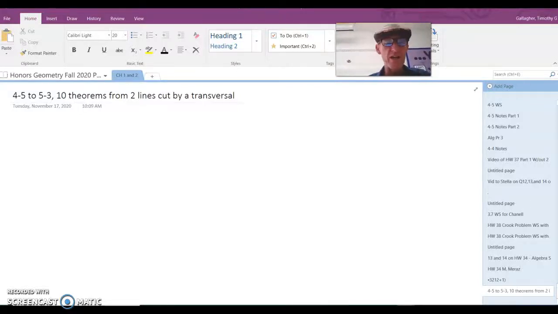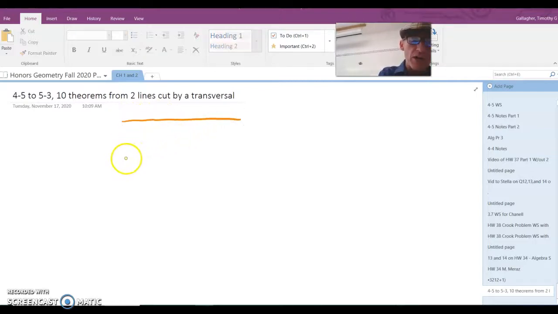Okay, here we go. I am doing this video for 10 theorems from two lines cut by a transversal. Okay, so here's the two lines. Now, I might go fast, but you can always stop the video. So here's my two lines cut by a transversal. This is M and this is N.